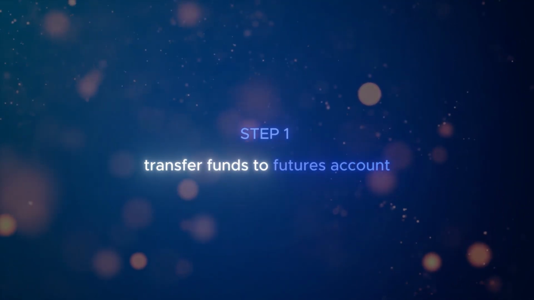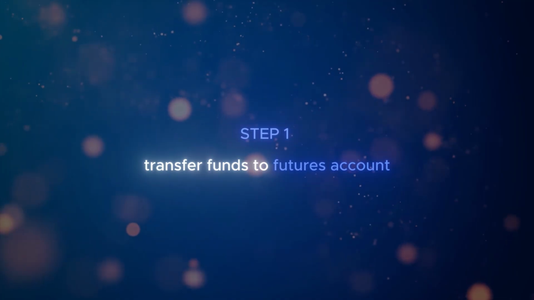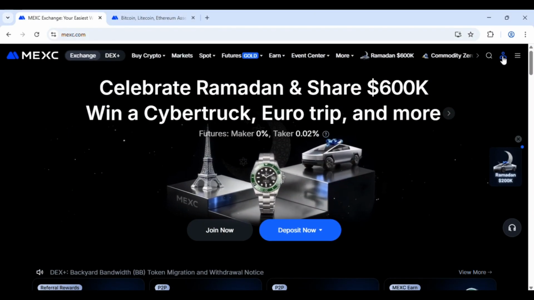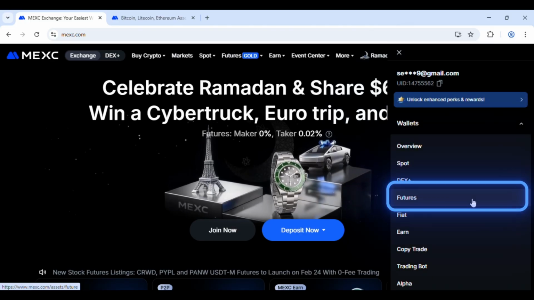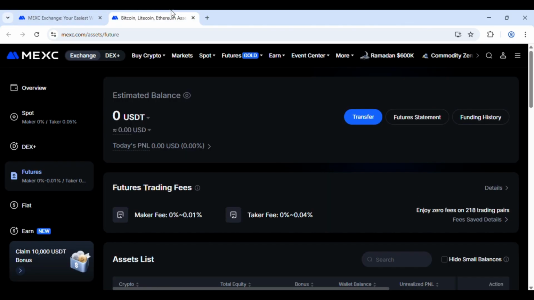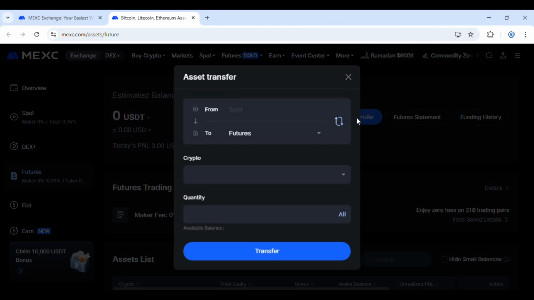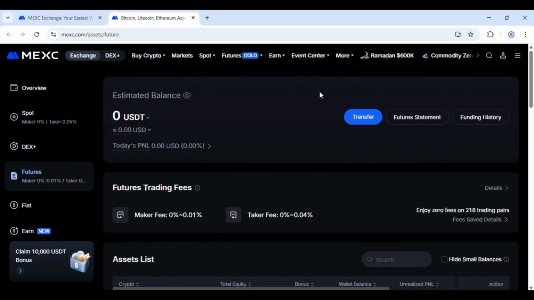Step 1. Transfer funds to futures account. First, log into your Mexc account, click Wallet, then select Futures. Before trading, you need USDT in your futures wallet. Click Transfer. Move USDT from your spot wallet to your futures wallet. Now you're ready to trade.